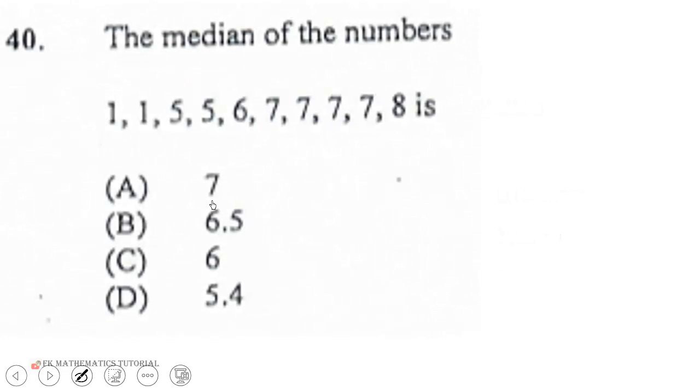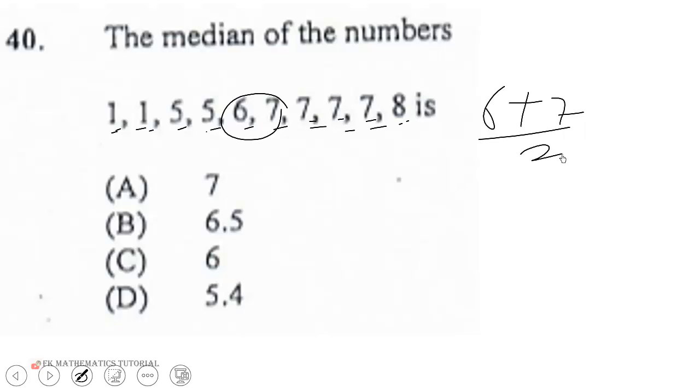Item 40. The median of the numbers is. The median is the middle number after arranging the numbers in order. 1, 2, 3, 4, 5, 6, 7, 8, 9, 10. So the middle numbers are 6 and 7. So 6 plus 7 over 2 will give you 13 over 2, which is 6.5. So the correct answer is B.